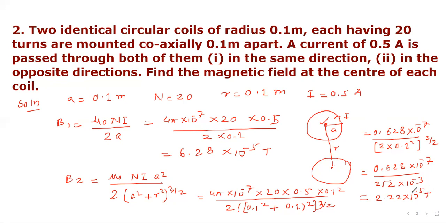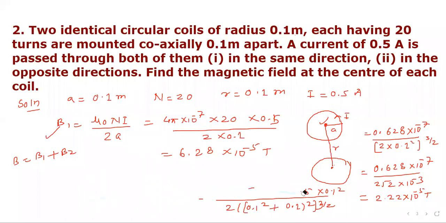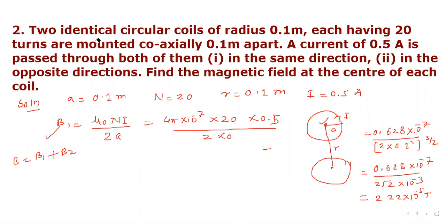Now, when the currents are in the same direction, the resultant field will be the sum of the two. So B will be total B1 plus B2. So we put the values of B1 and B2. It will be equal to 6.28 into 10 to the power minus 5 plus 2.22 into 10 to the power minus 5, and that is equal to 8.5 into 10 to the power minus 5 tesla.